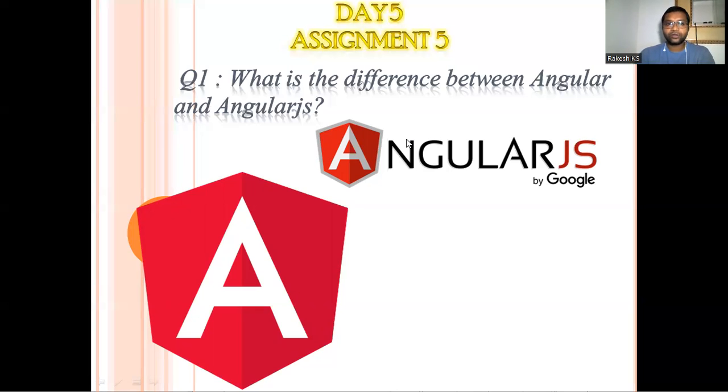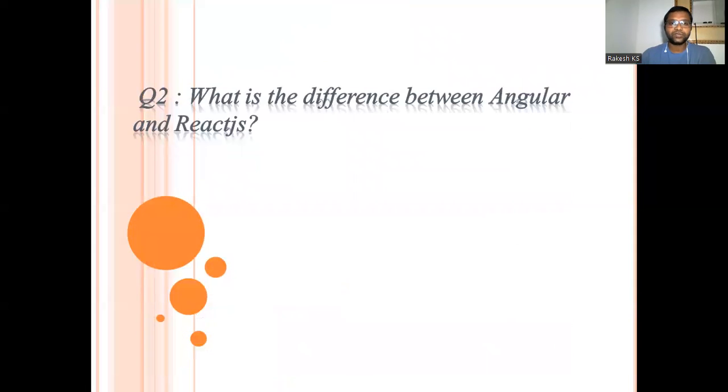AngularJS is slower while migrating large data. Angular is based on a framework, whereas AngularJS is based on a JavaScript library. So these are the main differences between Angular and AngularJS. Now we shall see the next question. What is the difference between Angular and React.js?